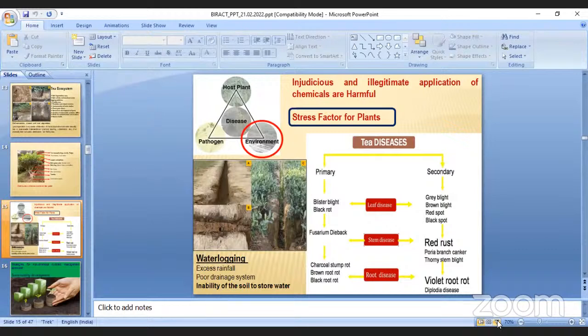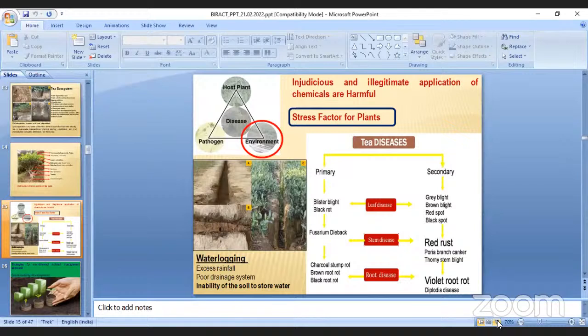But in case of secondary disease development, there are some predisposing factors. There may be water problems, water logging problems, pH problems, and potash nutrient deficiency problems. Due to these problems, secondary disease development has been getting worse day by day. And chemical applications are considered one of the most important secondary problems.